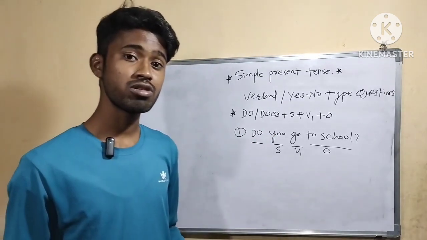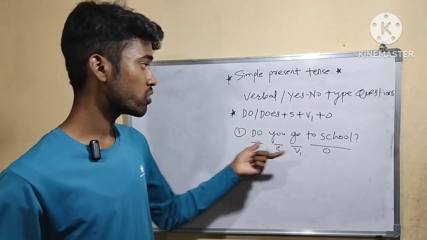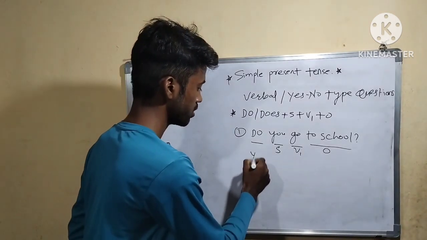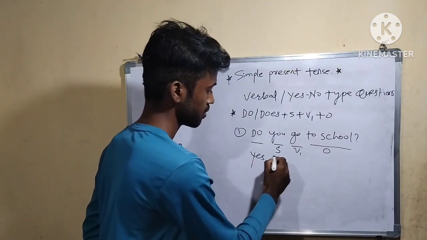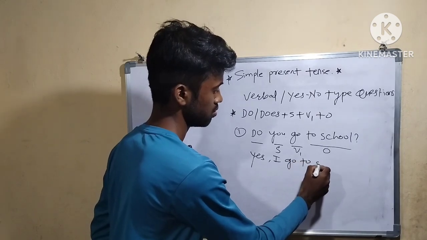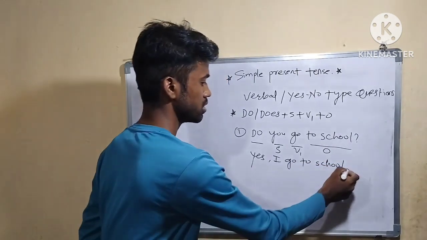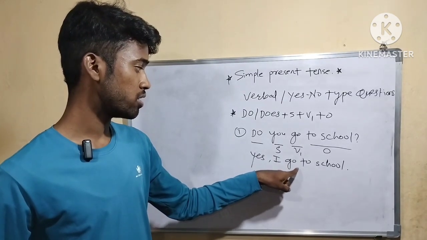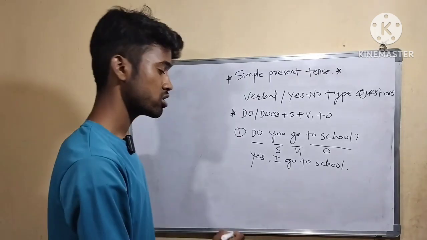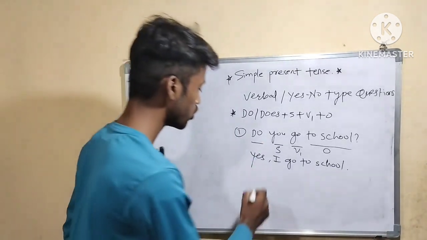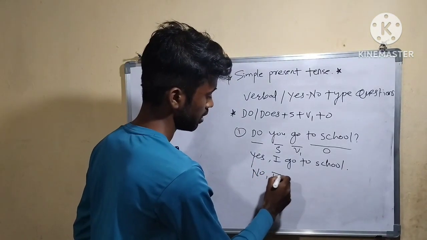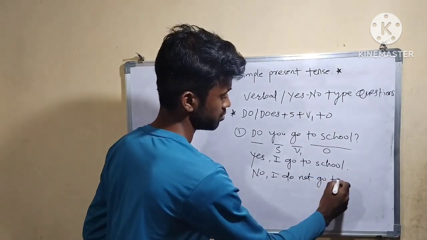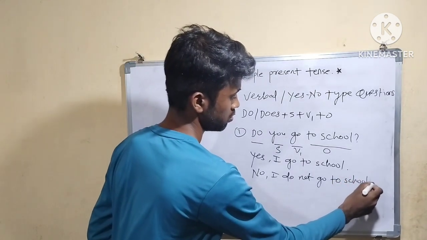Now see, what can be the positive answer for this question? Do you go to school? Yes, I go to school. This is the positive sentence in simple present tense, subject plus v1 plus object, right? Now the negative answer: no, I do not go to school.